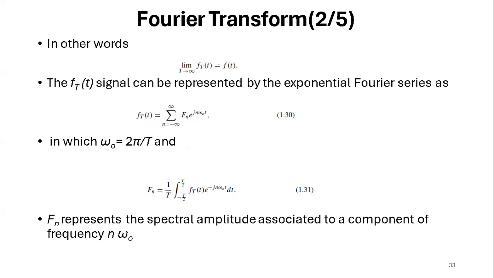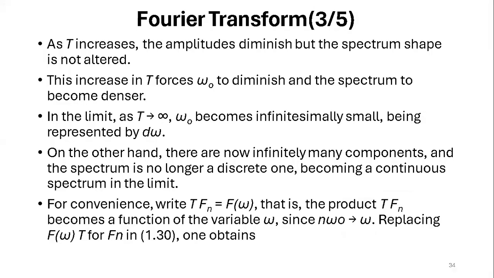F n is the spectral amplitude of the component at frequency n omega naught. As the time period T increases, the amplitude magnitude of the spectrum is not altered, but its spacing will alter. This increase in T forces omega naught to diminish and the spectrum to become denser.